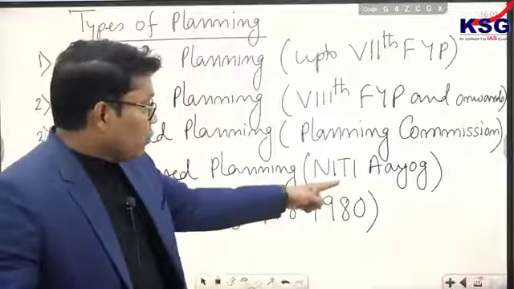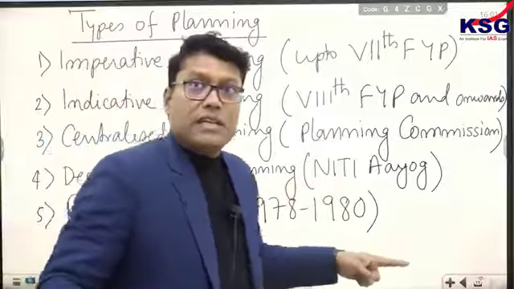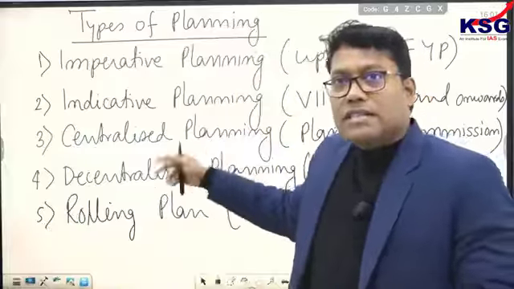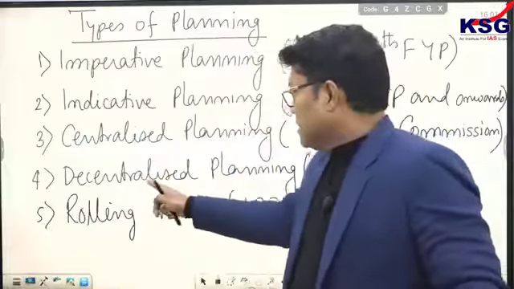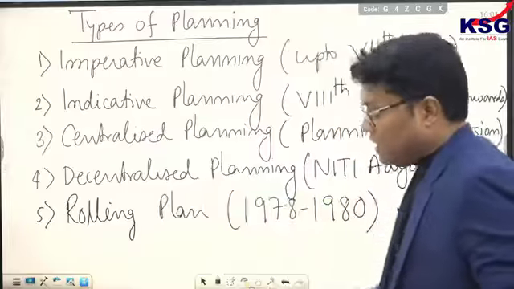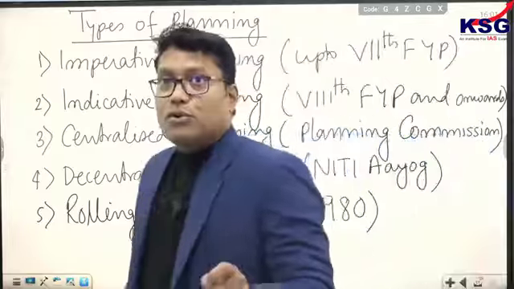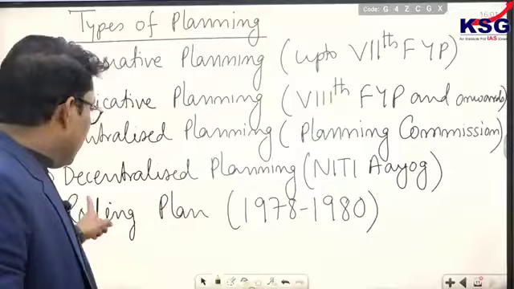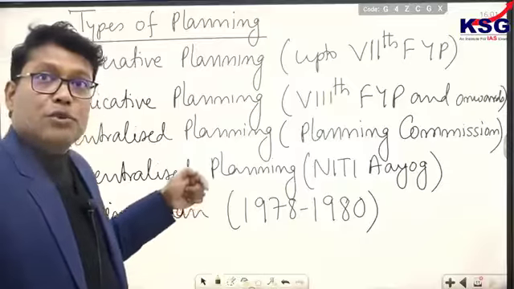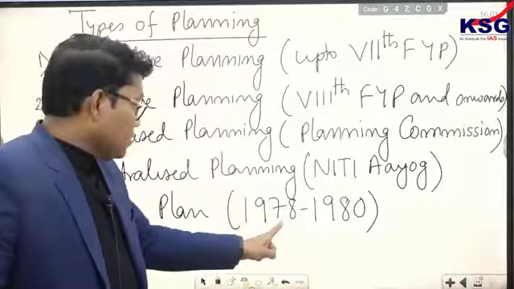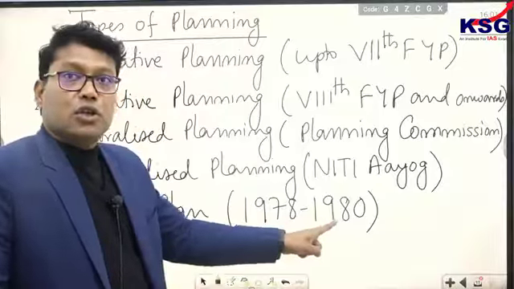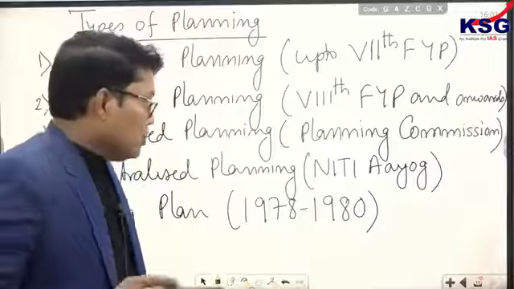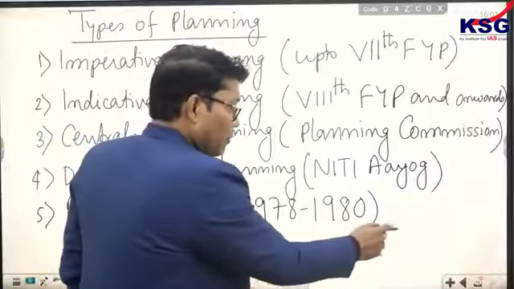But NITI Aayog, which is working today, has the nature of decentralized planning. I will discuss this tomorrow, but I am connecting it. Decentralized planning, in brackets NITI Aayog, means NITI Aayog is working on the basis of decentralized planning. And the rolling plan was implemented in India from 1978 till 1980, so for two years. Clear? These types of plan we will continue from here.